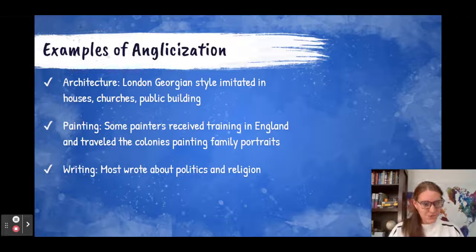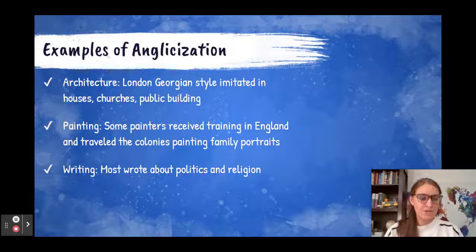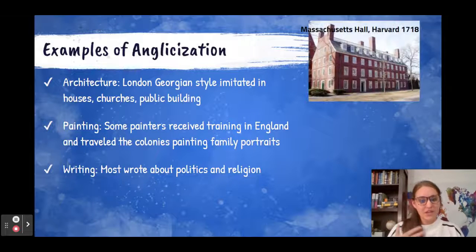So the best way for me to describe this to you, I think, is just by giving you some examples. If we look at architecture here, you can see that this is Massachusetts Hall at Harvard College in 1718, and this style of building is actually imitated from a style found in London. And it wasn't just this building, but it would have been found on other houses, churches, public buildings.